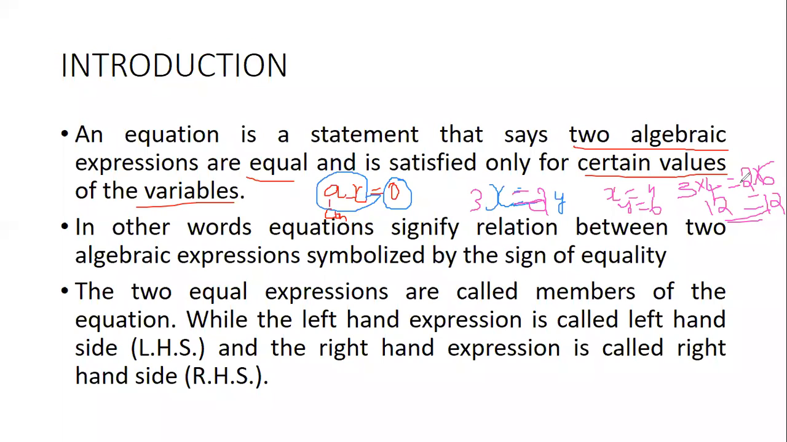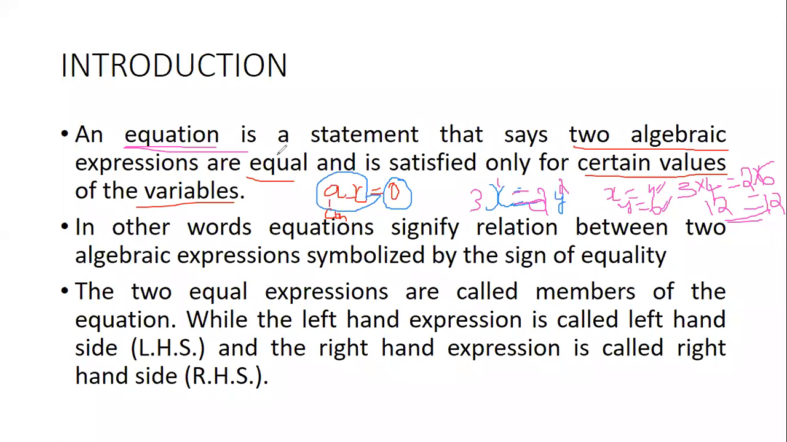So what we are trying to say is an equation is a statement that says two algebraic expressions are equal and is satisfied only for certain values. Now in the place of 4 and 6, if you take 1 and 2, it will not satisfy. 3 1s are 3, 2 2s are 4. Is 3 equal to 4? No, right? So only for certain values of variables is the equation going to be equal.